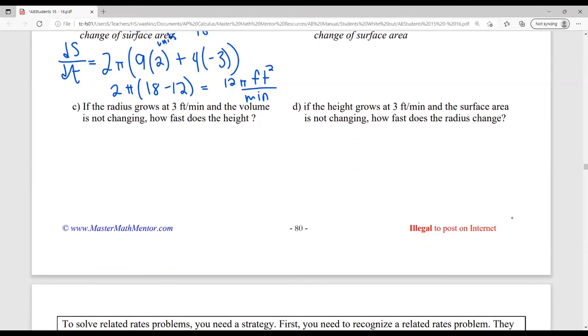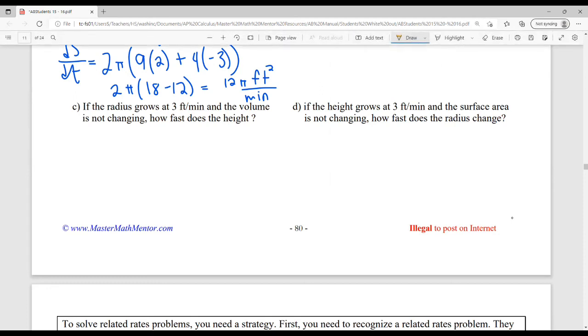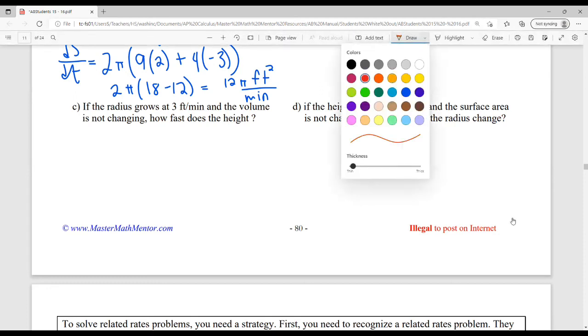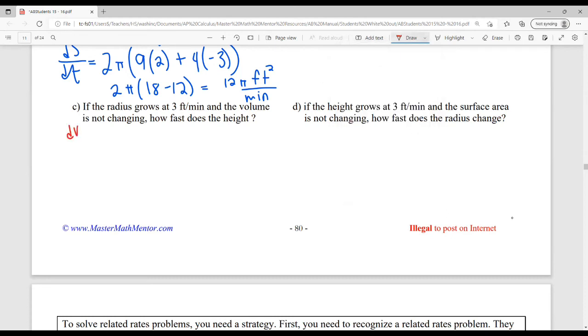Part C. Part C is a little bit different. If the radius is growing at 3 feet per minute, and the volume is not changing. So what do we know? They've given me a good bit of information here. They've given me that dV/dt, the volume is not growing, so that's equal to 0.